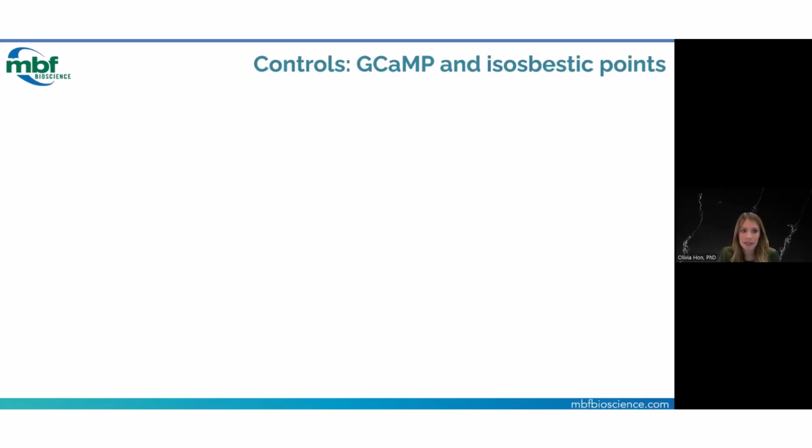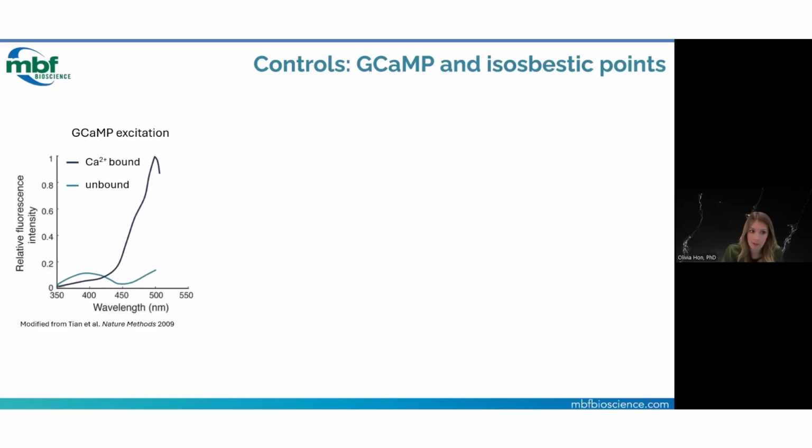Okay, let's talk for a minute about controls. This is one of the most common things that I work with labs on, and it can be quite nuanced. So let's start with GCaMP. You've probably heard of the isosbestic point before, but let me just talk about what that is. With GCaMP, it does have some resting fluorescence. It's not totally dark and then when calcium binds, it lights up. It does have some resting fluorescence levels.